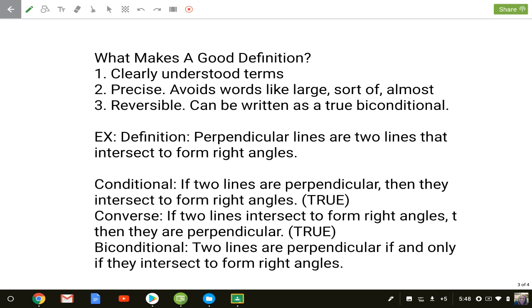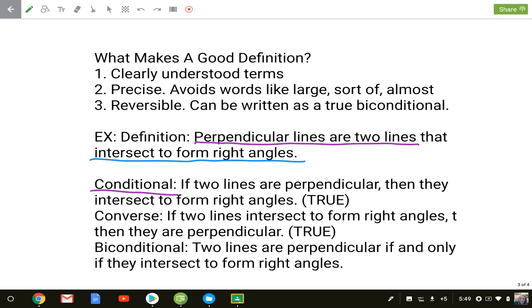So let's check a definition. Here we have perpendicular lines are two lines that intersect to form right angles. Okay, so I'm going to try to make a conditional out of that. The first part of the definition I'm going to use as my hypothesis. So I'm going to say if two lines are perpendicular, right, and then the second part of the definition I'll be using as my conclusion. So perpendicular lines are two lines that intersect to form right angles. So if two lines are perpendicular, then they intersect to form right angles. So I've just used the purple as the hypothesis and the blue as the conclusion.